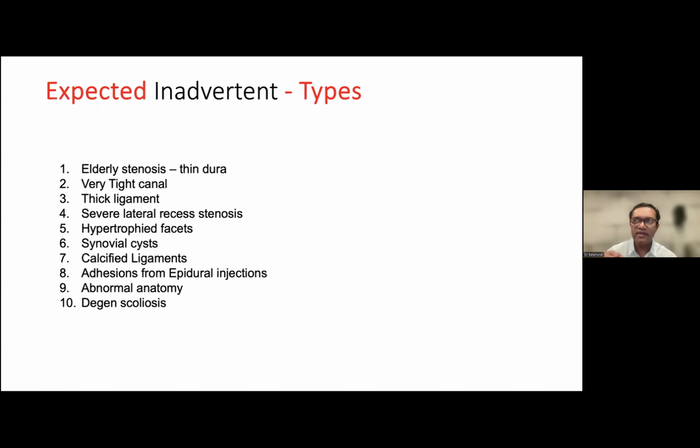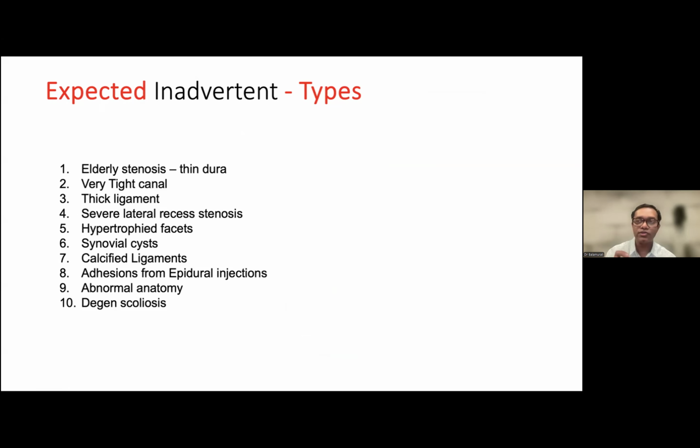The expected inadvertent tears are usually in elderly people. The tighter the canal, the more chance. So you need to be more careful, take more time. Don't push through your surgeries. Take a lot of time, especially in elderly people. Thick ligaments, if you identify them on your scan. And if you can also see any calcification reported, then be more careful with them.